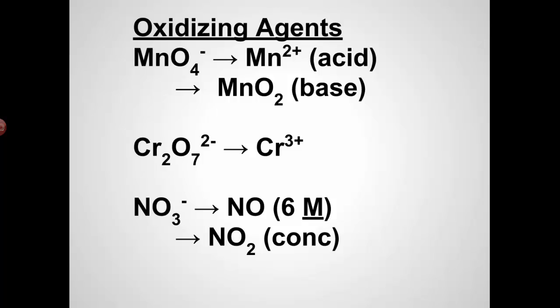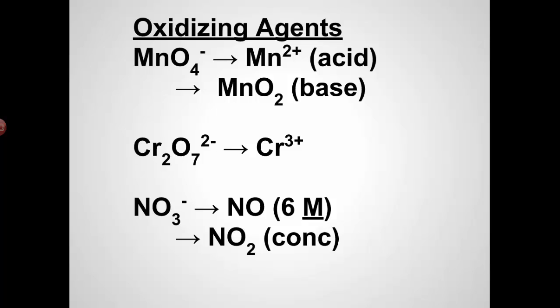Some common oxidizing agents that you should know for sure. Permanganate, MnO4-, in an acidic solution will turn to Mn2+, but in a basic solution will turn into MnO2 with no charge. Dichromate, Cr2O7 2-, will turn into chromium-3, and that's usually in acid solution. Dichromate doesn't exist in a basic solution. It turns to chromate. We'll take a look at that in a lab later.